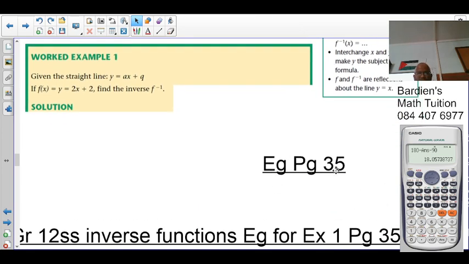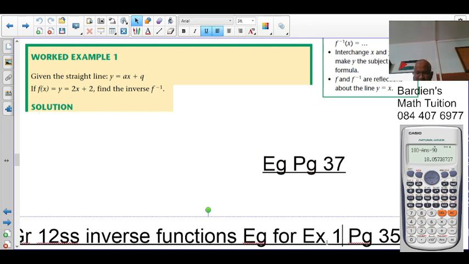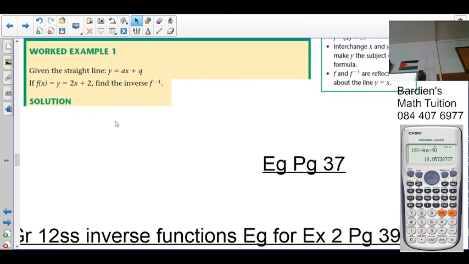So you're looking at worked example 1. Worked example 1 is on page 37, and it's for exercise 2, which is on page 39. Here we are told that given the straight line y is equal to ax plus q, if f of x equals y equals 2x plus 2, find the inverse function.